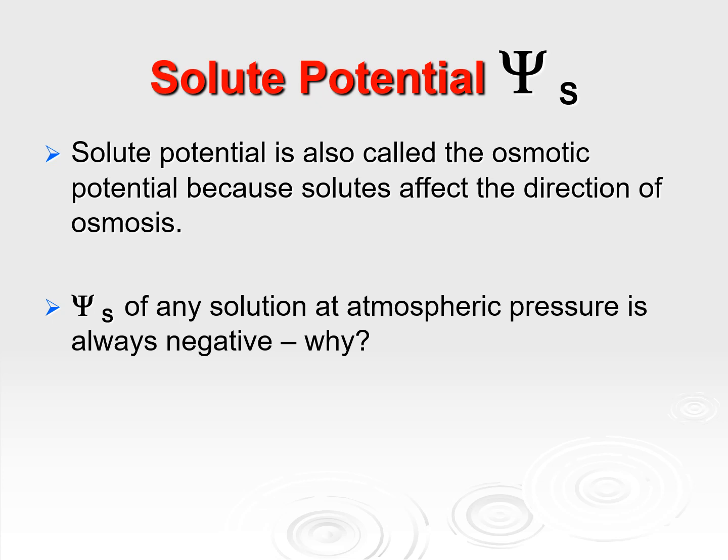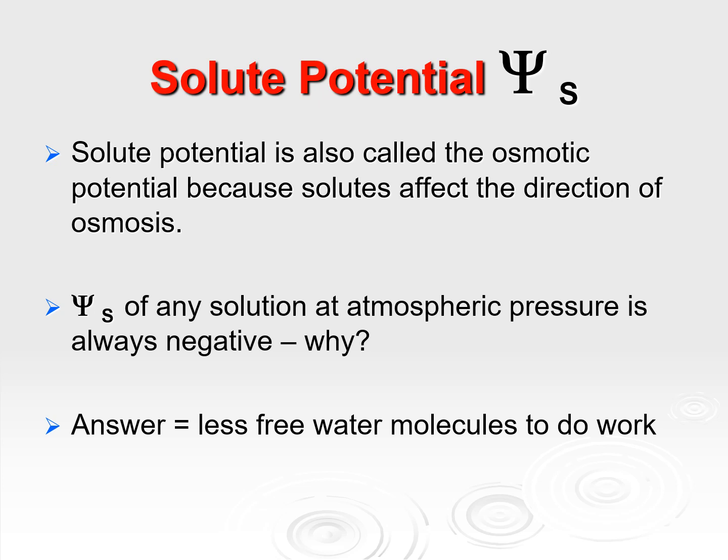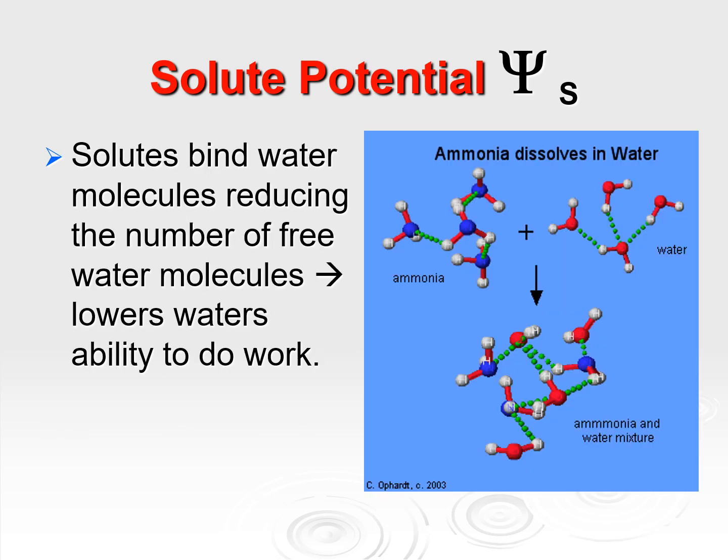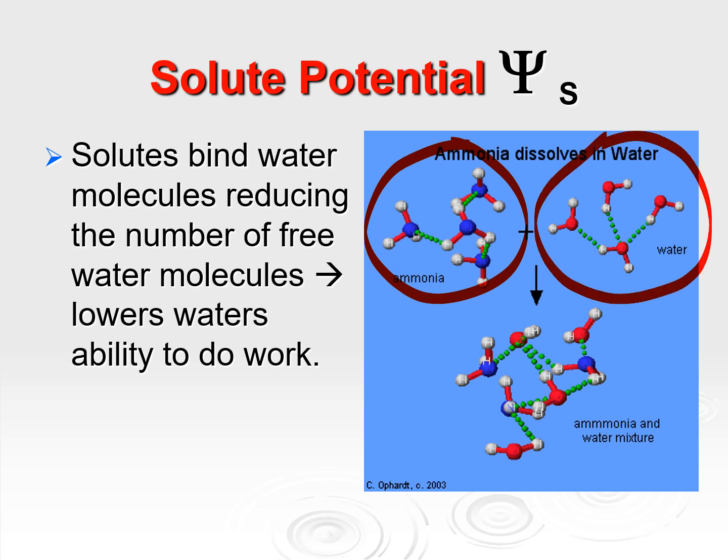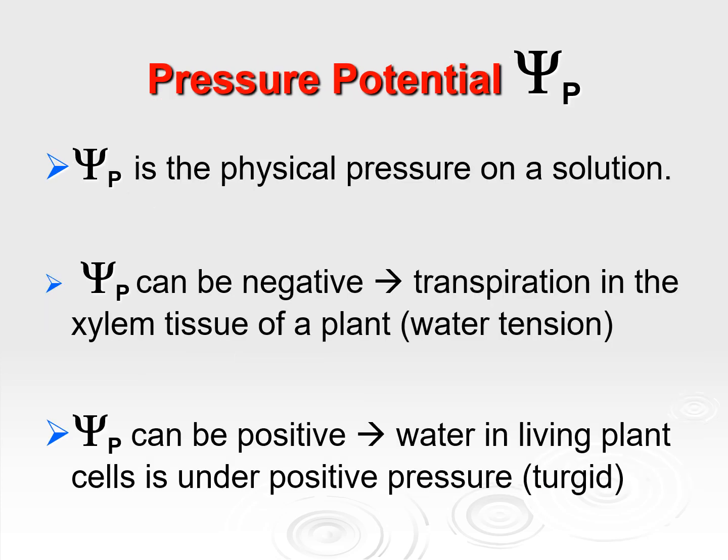Why is that? Why would the presence of solutes make water potential less? Well, that's because fewer free water molecules are available if there's a solute present in the water. Let's take ammonia as an example. Here I have some ammonia over here, and I have 4 water molecules over here. If I dissolve that ammonia in the water, I will see that it hydrogen bonds to the water molecules, and those water molecules are not able to move or do work.